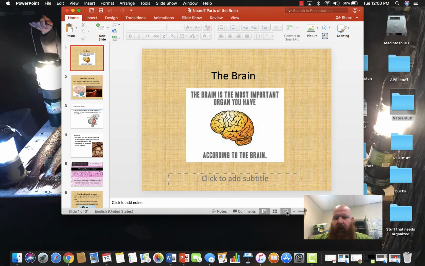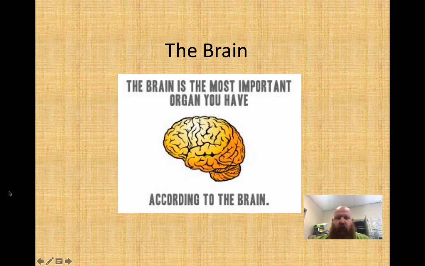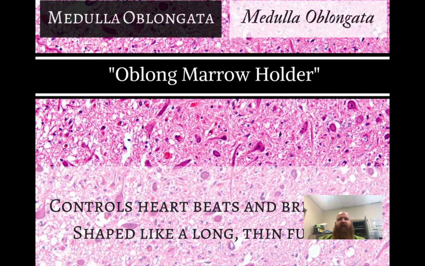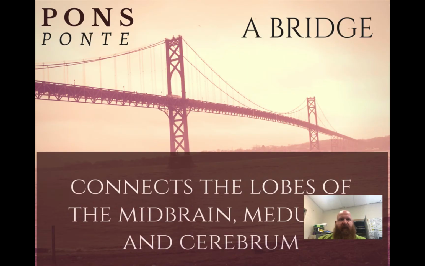All right, we are going to continue our look at the brain as we are traveling up the highway from the spinal cord on up into the brain. We've talked about this area here with the brain stem, with the pons, the medulla, the reticular formation, along with the cerebellum or the little brain. We're going to talk more about that in a minute, but we've talked about all this.